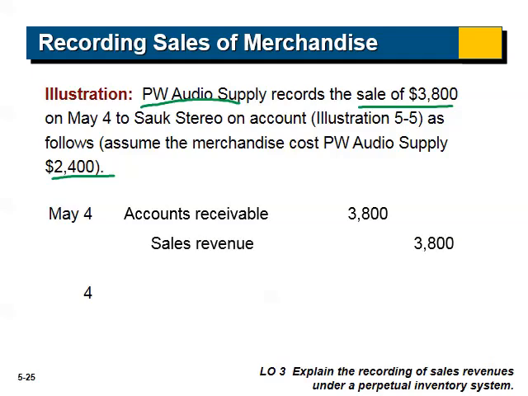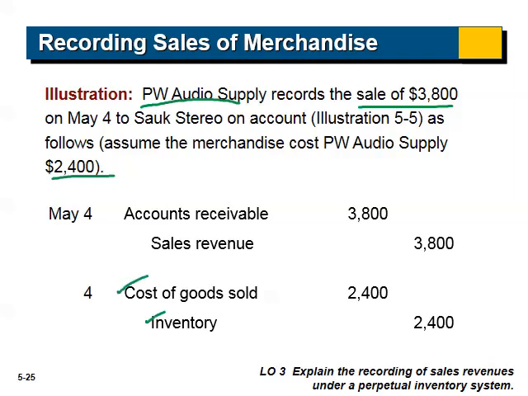So we would have, first of all, to record the sale. We have accounts receivable and sales revenue. And then we have to record the cost of the sale of $2,400. That's recorded as cost of goods sold. Remember, that's an expense, and inventory is an asset.